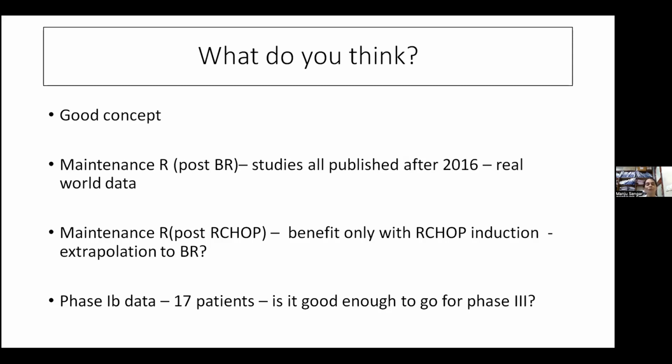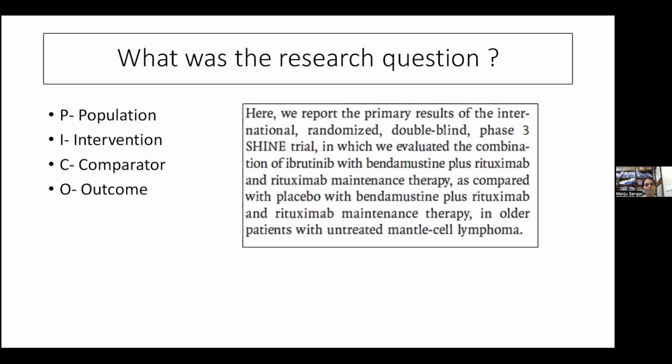Is it good enough to go directly from phase 1B to phase 3 based on the 17 patient data? It's questionable because it's not an orphan disease. It's not that you have no other drugs. So you do require a good phase 2 to prove the efficacy before you move on and randomize close to 500 patients to this combination.